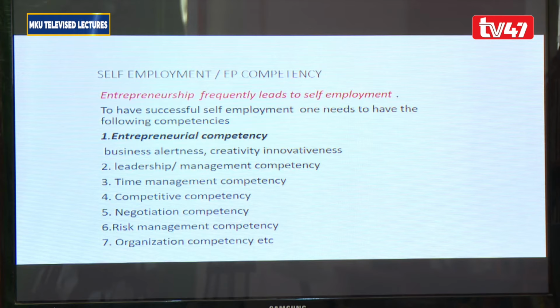Then they must be business alert. They must be able to spot a business. Sometimes we say they smell businesses. In everything they smell business. So they are business alert.